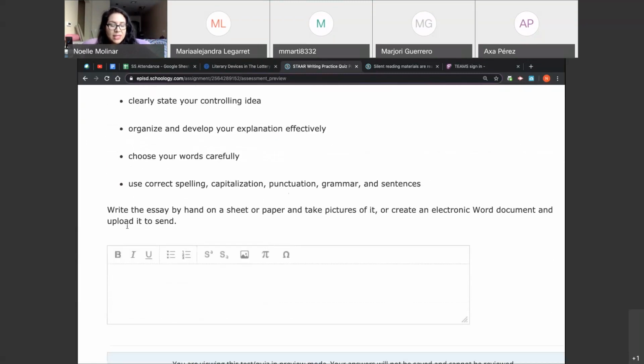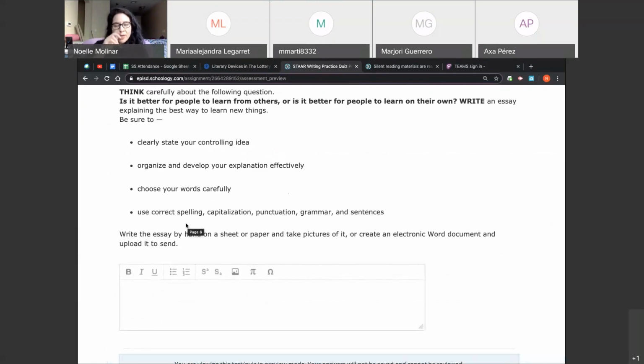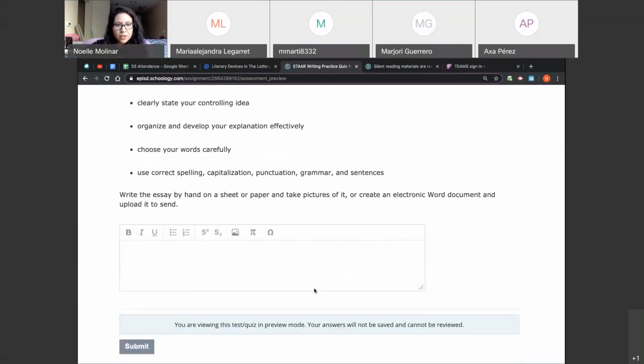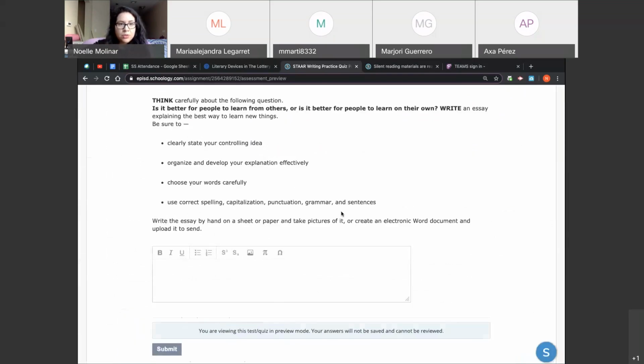So write this essay. You have the option to write it by hand, like some of you are doing with your vocabulary. That's fine. Please make sure it's nice letters so I can see it in good light. And if you want to create a Word document, you can do that, and you can copy and paste it in here. So that will be part 1.